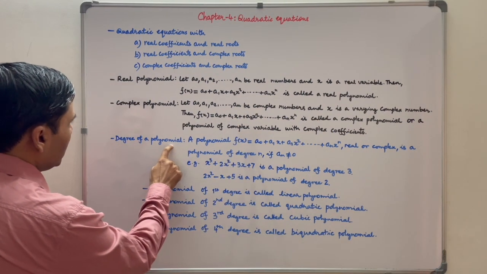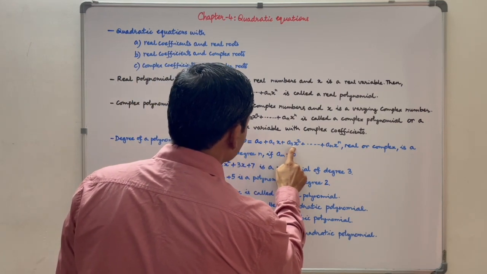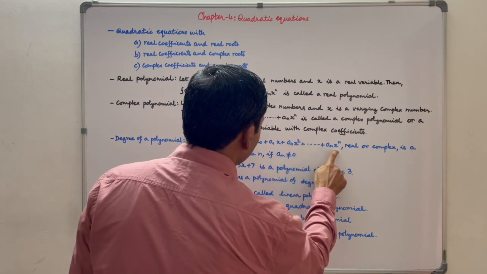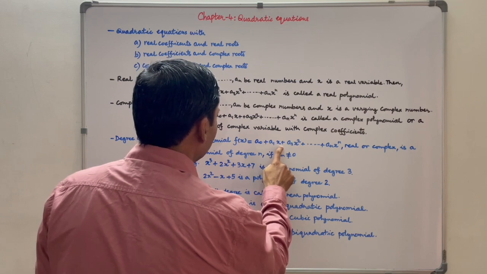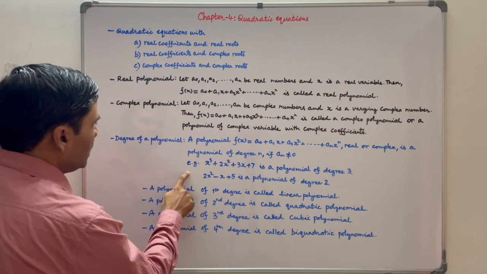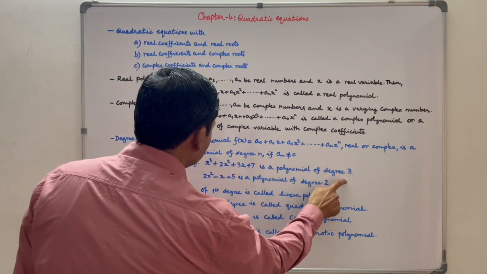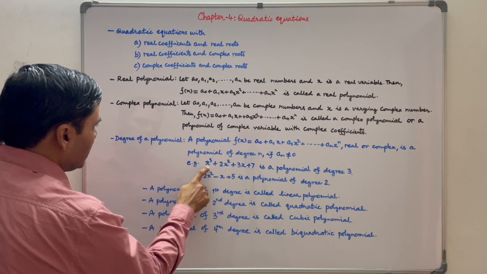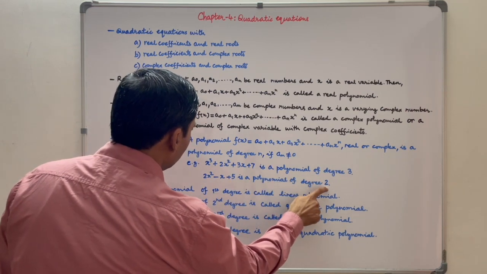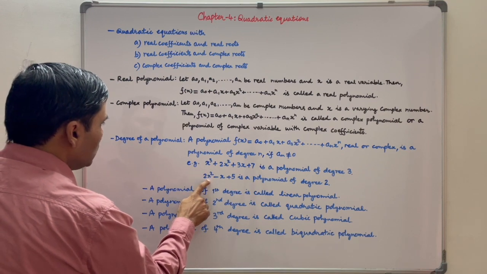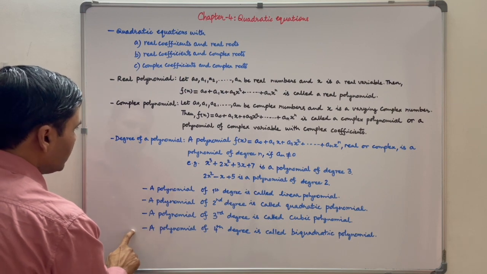Degree of a polynomial. A polynomial given by f(x) = a0 + a1x + a2x² + and so on up to anx^n, whether this is a real polynomial or complex polynomial, is called a polynomial of degree n. For example, x³ + 2x² + 3x + 7 is a polynomial of degree 3. Here we see the highest power of the variable. 2x² - x + 5 is a polynomial of degree 2 as the highest power of the variable x is 2. A polynomial of degree 1, 2, 3 and 4 has a special name.